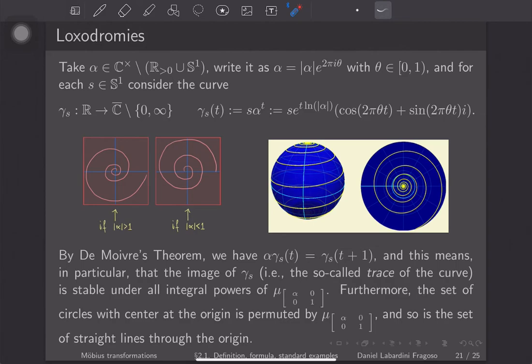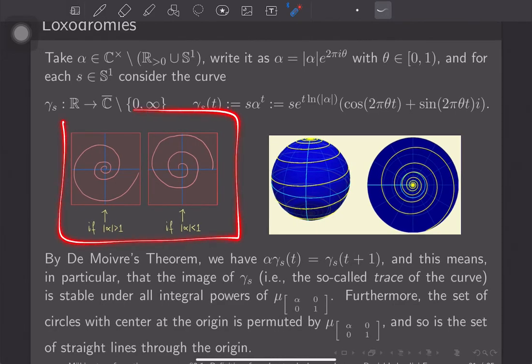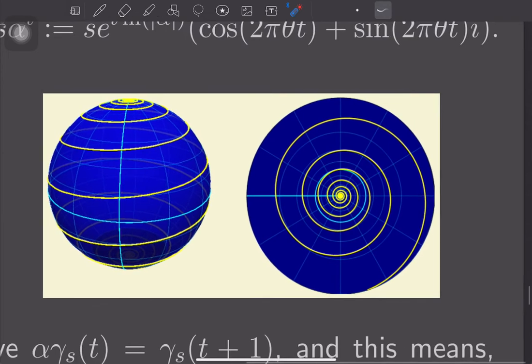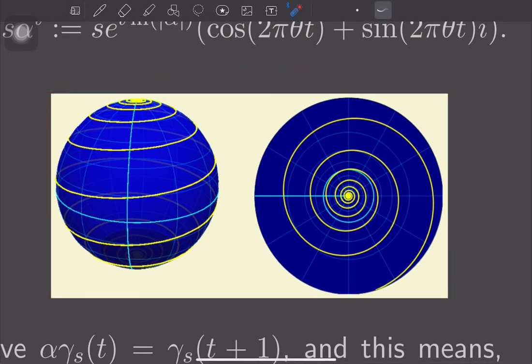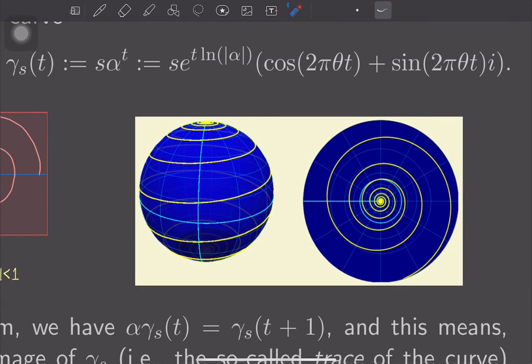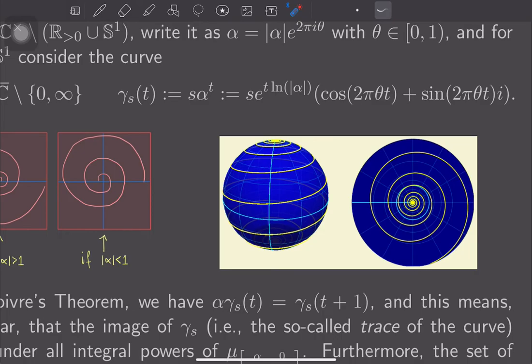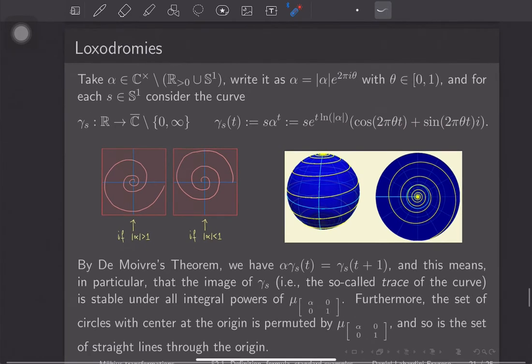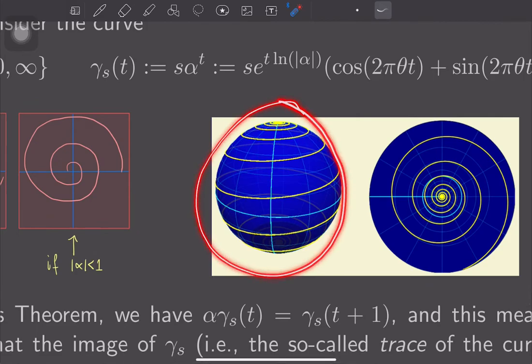Here you can see this is the picture in C bar, and then if you ask yourselves, okay, but what if I want to see it on the sphere? I know that there is this stereographic projection between the sphere and C bar. So how does it look in the sphere? And this is more or less how it looks. By the way, I took it from the internet. I forgot to include where I took it from. Sorry, but this is how the curves look in the sphere.